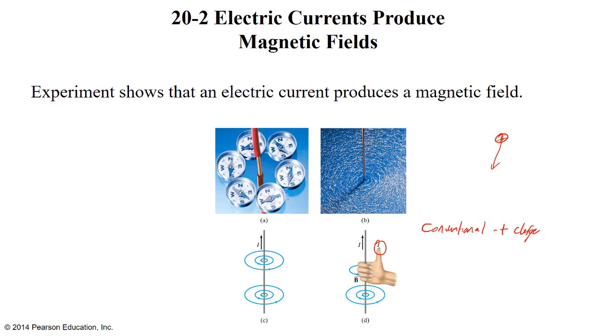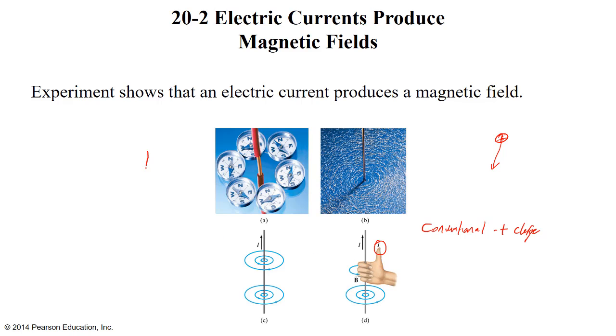So along a current carrying wire, the magnetic field is actually circular. There's concentric circles here, right? The further out we get, the weaker that field is. But these magnetic field lines do actually have a direction, and so they are circular around that.